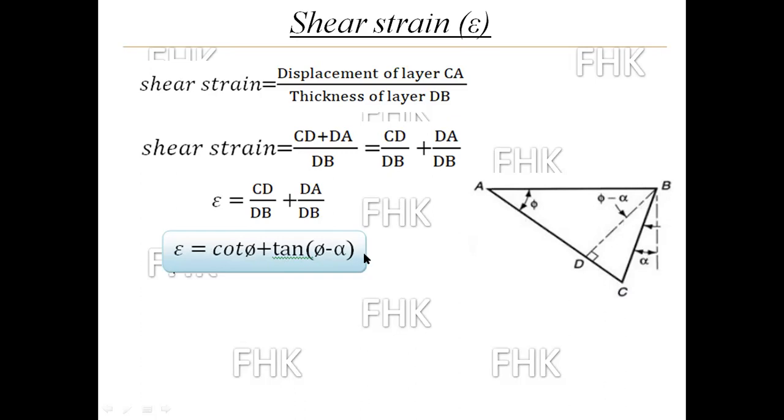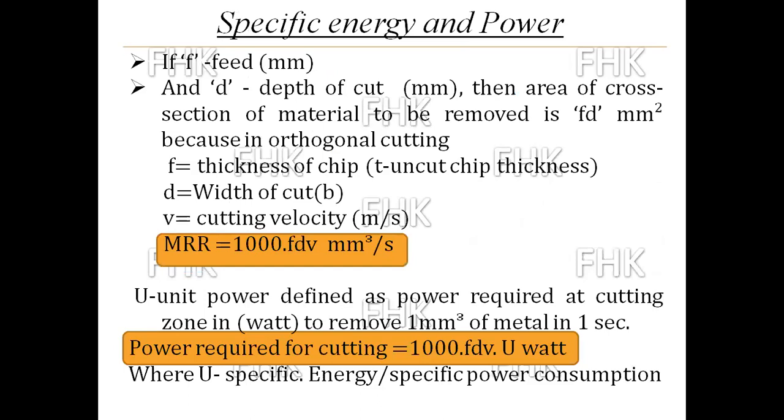So also remember this formula for solving the numerical. So this is regarding shear stress and shear strain. Now come to the next and last point of this video, which is specific energy and power. If F is the feed in mm, and D is the depth of cut in mm, then the area of cross section of material to be removed is F into D.